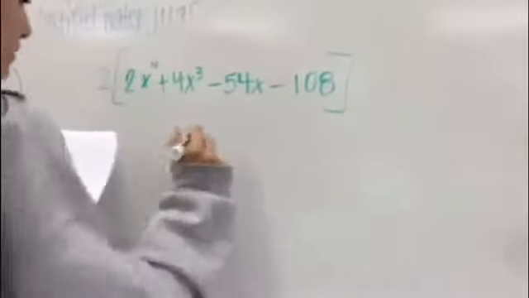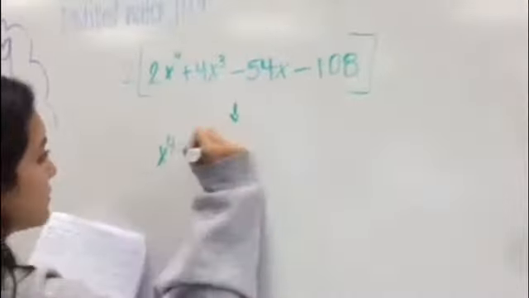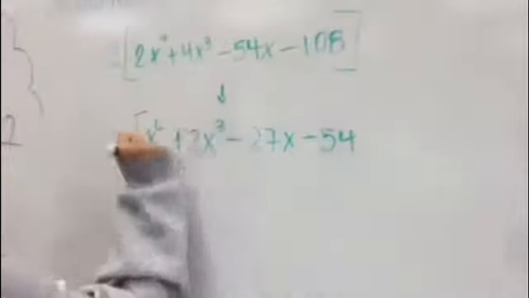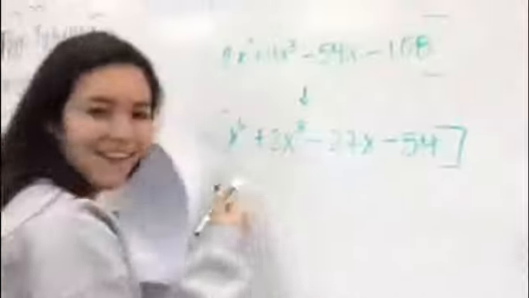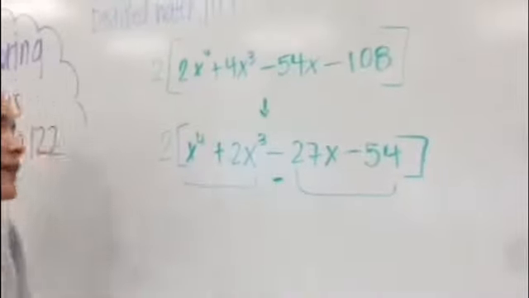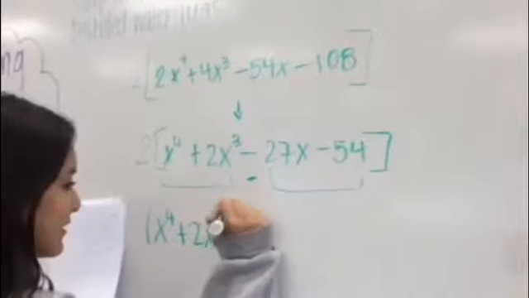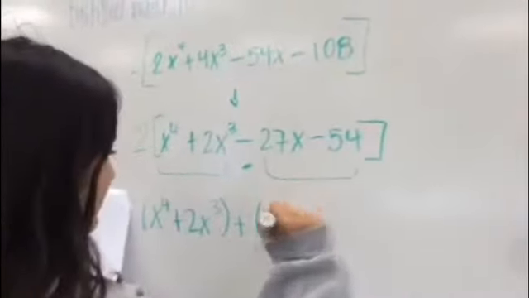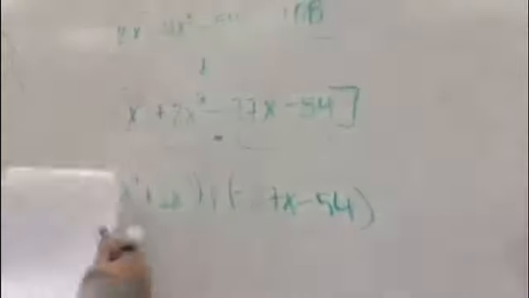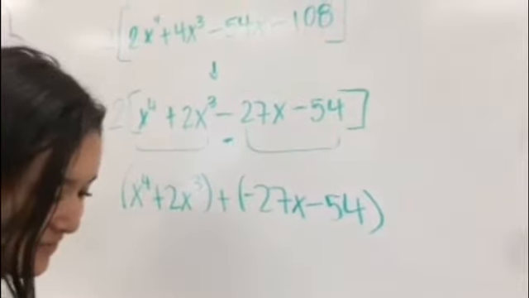So first I'm going to simplify the equation by factoring out a 2. After I've done that, now I can factor by grouping. Now that I've made both of my groups, I see that in the first group an x to the third can be factored out, and in the second group a negative 27 can be factored out.